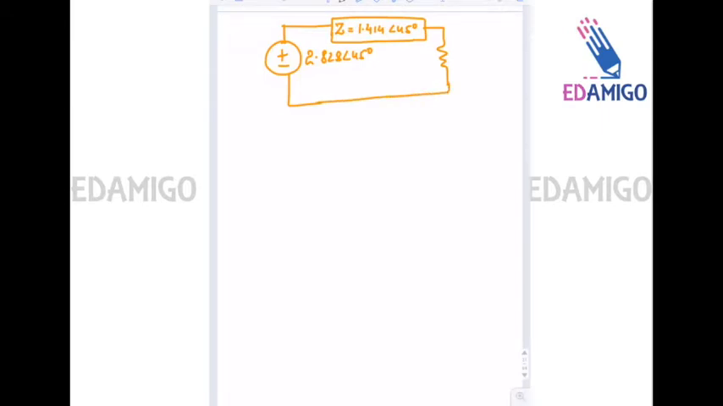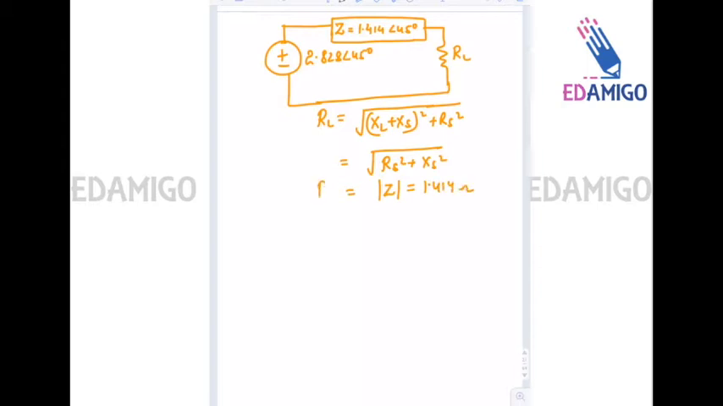Now since for maximum power transfer here RL is a variable, RL is equal to the square root of (XL plus XS) whole square plus RS square. Now since XL is 0, that is equal to the square root of RS square plus XS square, that is equal to the magnitude of the impedance, that is 1.414 ohms. That is your RL for maximum power transfer.